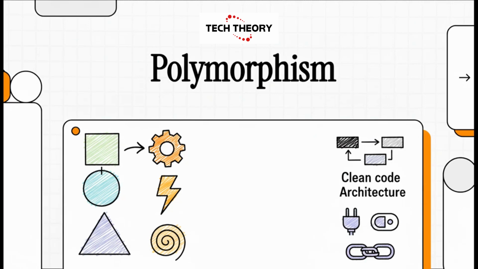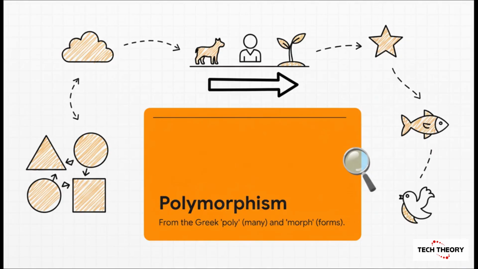All right, let's talk about a core programming concept that sounds super complicated, but is actually the secret to writing really clean, flexible code. We're talking about polymorphism. We're going to break down what it is and, more importantly, why it's such a game changer. First off, let's just get that name out of the way.